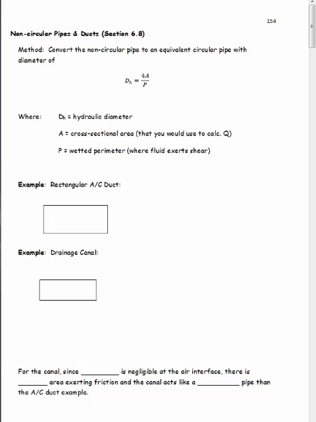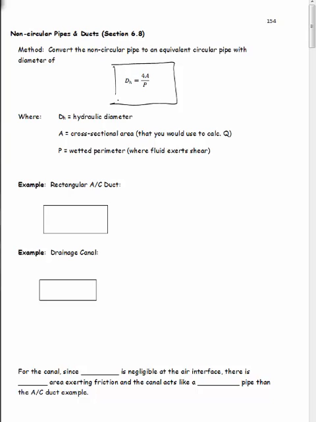All right, so we're still working on pipe flow, and now we're going to talk about what to do if your pipe isn't circular in cross-section. And what you do is pretty simple. You just use what's called the hydraulic diameter, or D sub H, in this equation. And here's our equation for our hydraulic diameter.